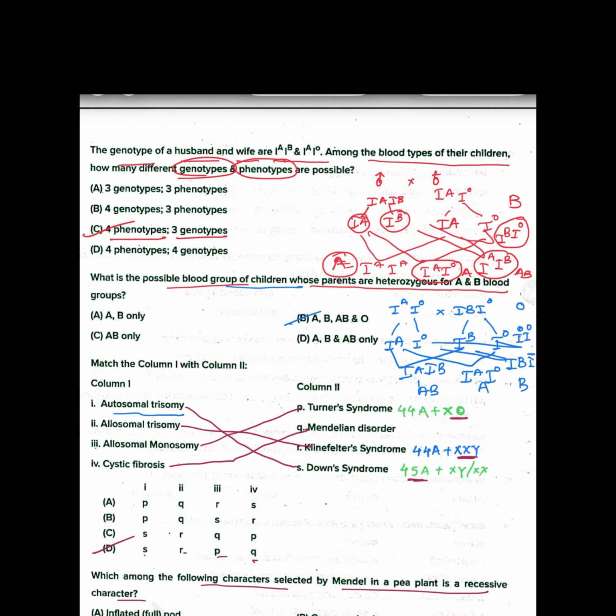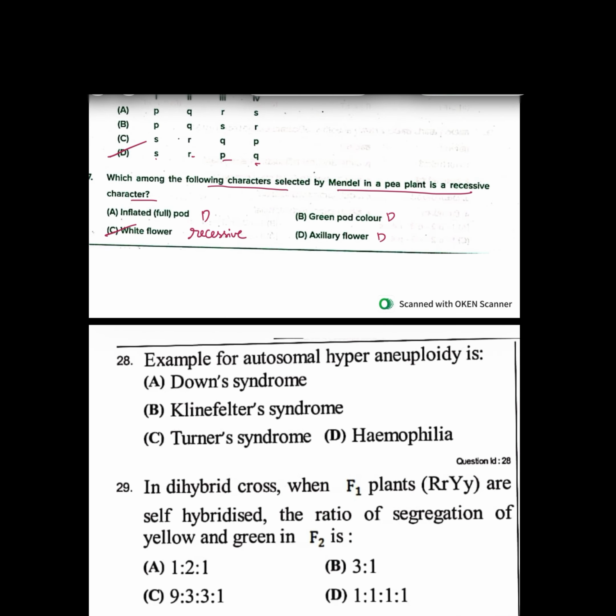Next question, which among the following characters selected by Mendel in his pea plant is a recessive character? So that is white flower is a recessive, rest will be dominant.